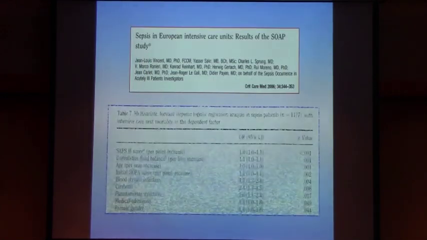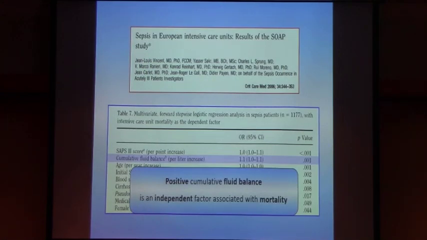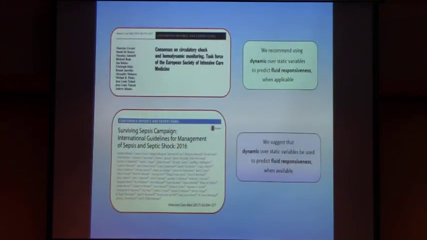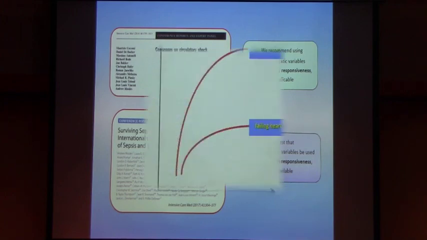In addition, we know that this can be associated with higher mortality. The SOAP study by Jean-Louis Vincent and co-workers showed that a positive cumulative fluid balance was an independent factor associated with mortality. So giving fluid is good, but it can also be harmful if you give too much fluid. This is why international societies and recommendations now recommend using dynamic variables instead of static variables to predict fluid responsiveness before giving too much fluid.